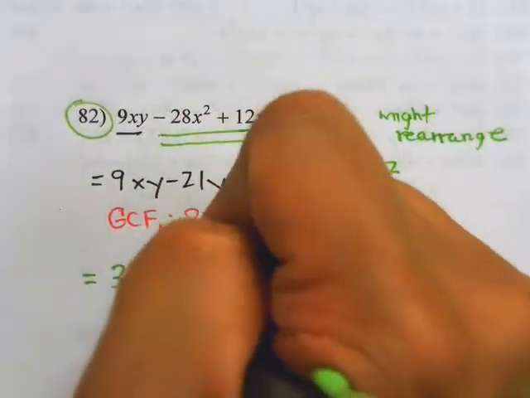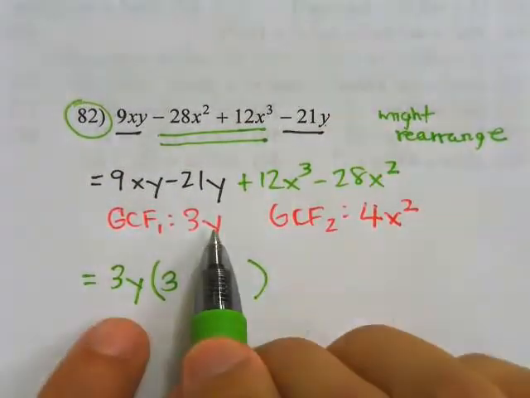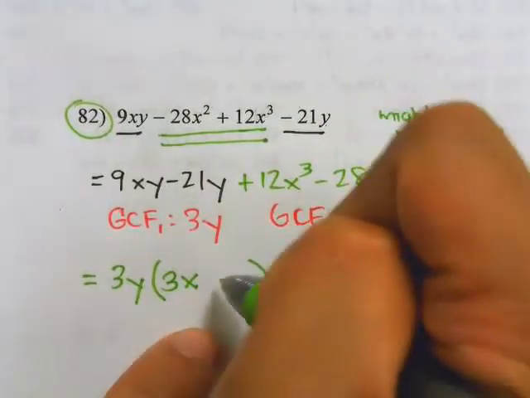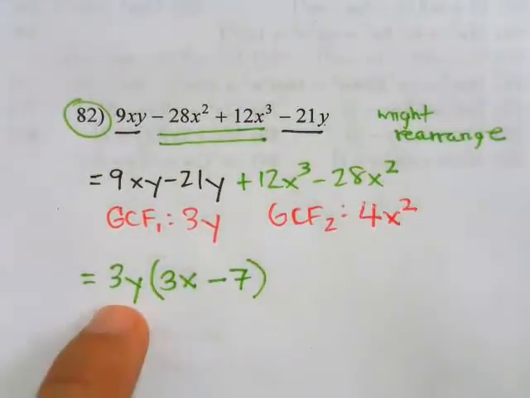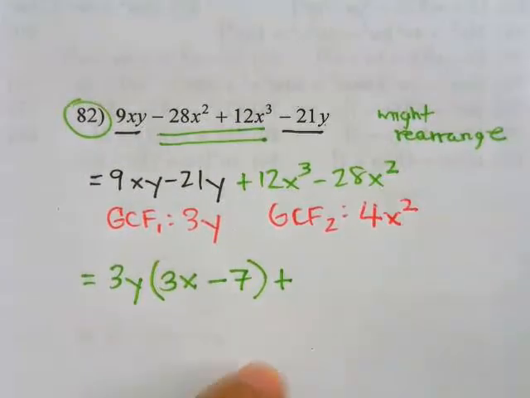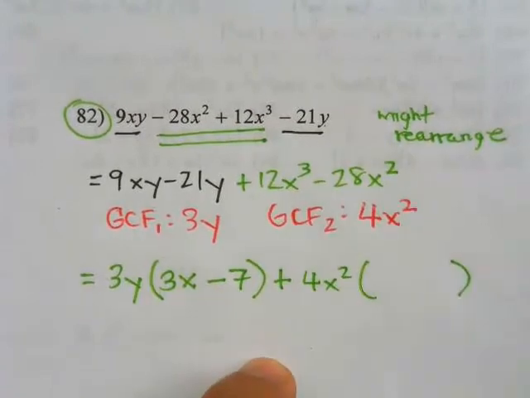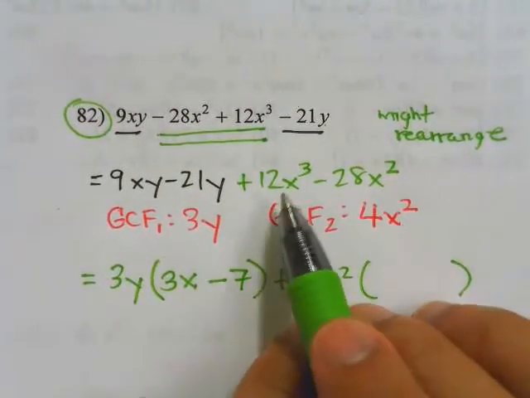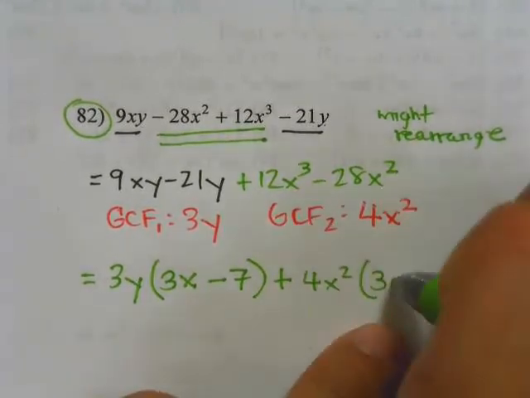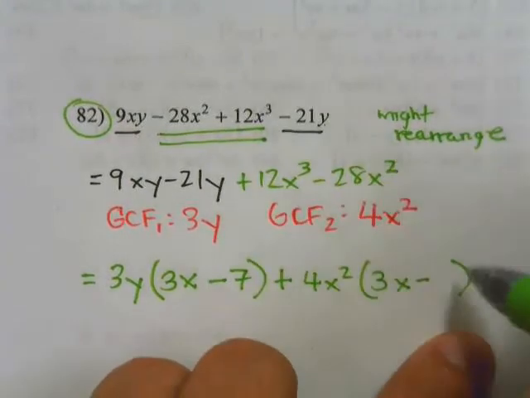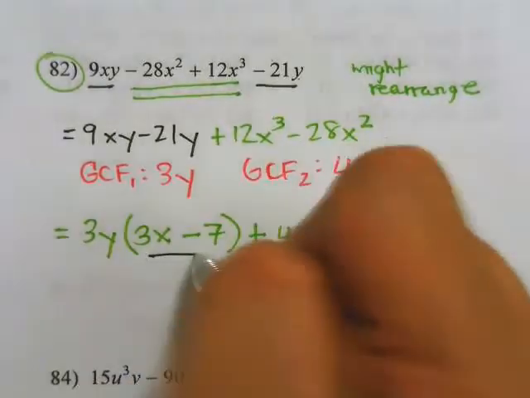Let's try it out. 3y. 9 divided by 3 is 3. The y's are already gone, but you're still left with the x, minus 21 divided by 3 is 7. And then that y is gone. And then we said 4, so I'm going to put the 4x squared here. 12 divided by 4 is 3. And we took out 2 x's, so you have 1 x left over. 28 divided by 4 is 7, and all the x's are gone already. And we did it correctly because these match.